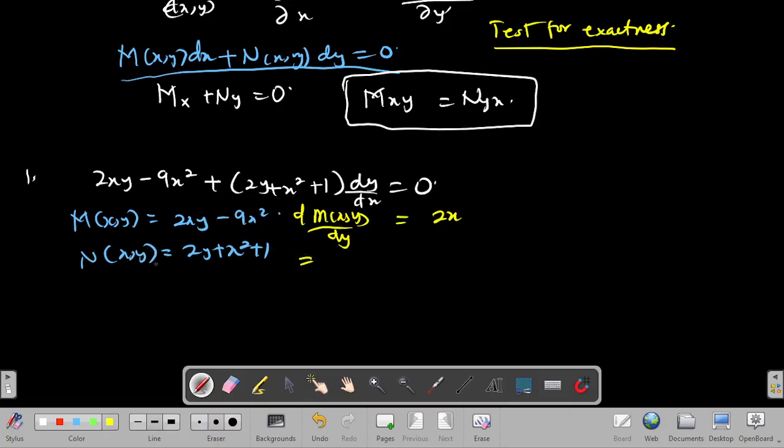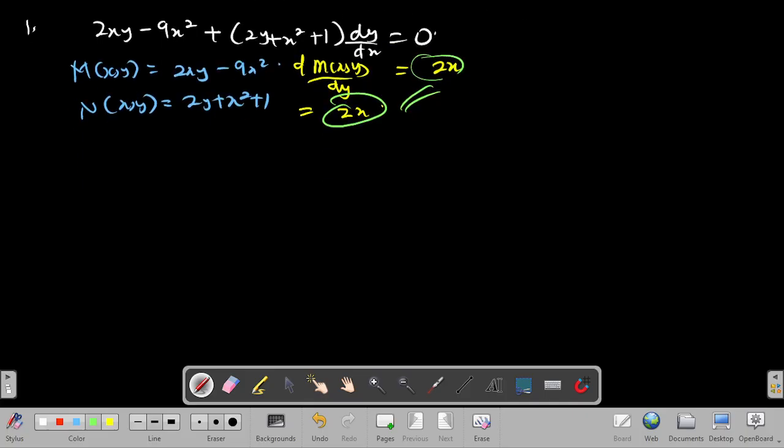Now let's come to the N part. Here we are differentiating with respect to x. So it's the opposite. Differentiating with respect to x, the first term is 2y. It's y, but we are differentiating with respect to x, so it becomes 0. It's a constant. The second term, x squared, when you differentiate, becomes 2x. And 1 becomes 0. Therefore, 2x and 2x are the same. We can say that our equation is said to be exact.